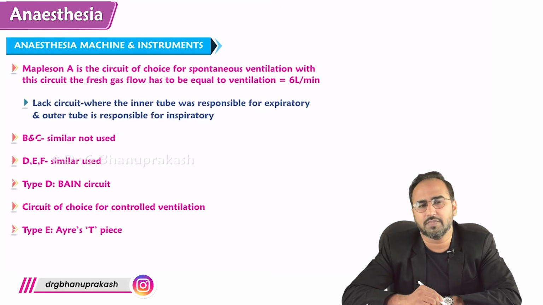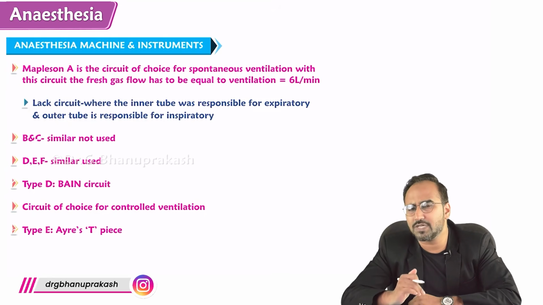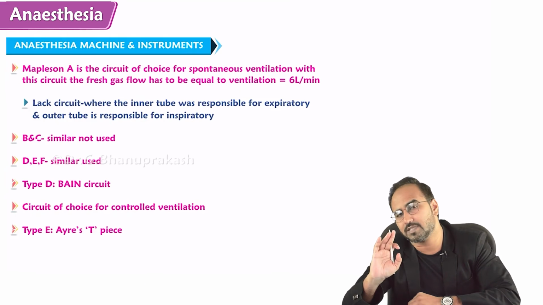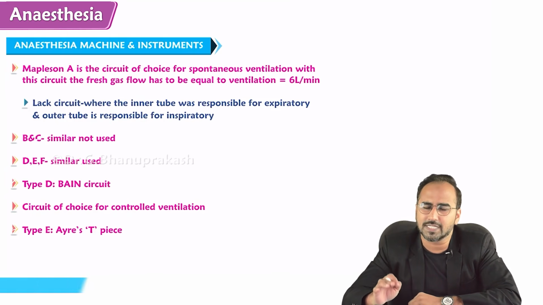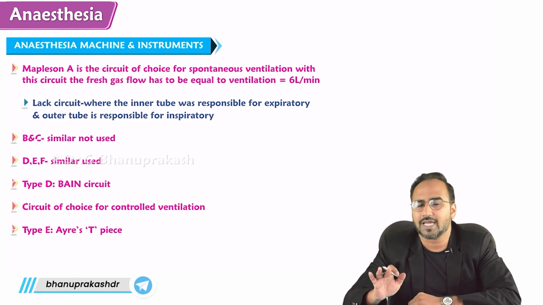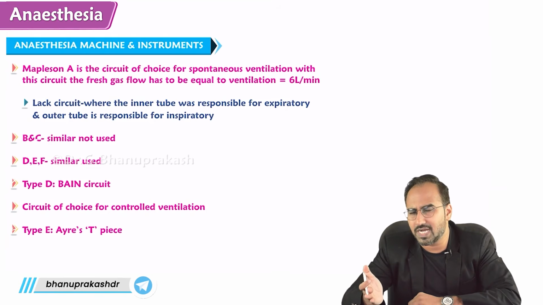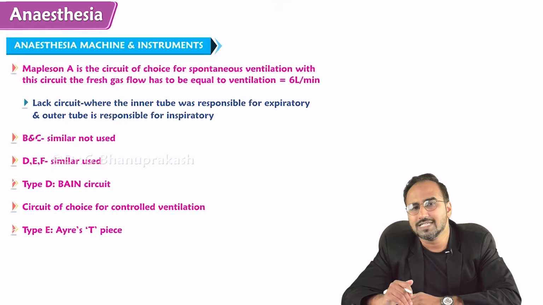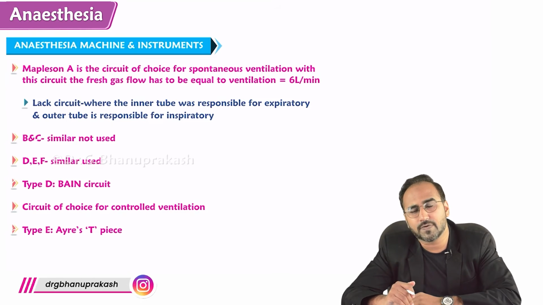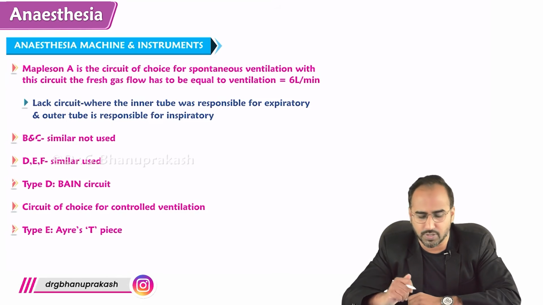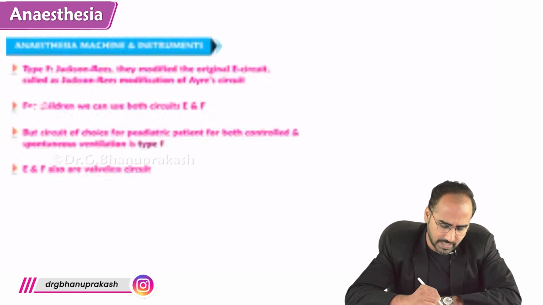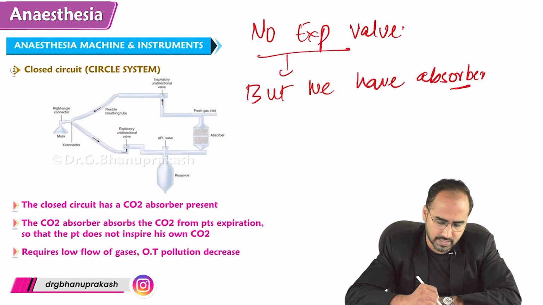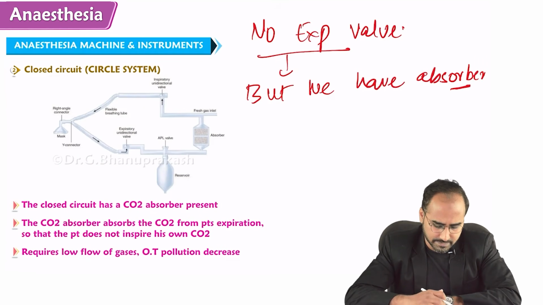Anyways guys, remember for the MCQs in the breathing circuit: type A Mapleson is a circuit of choice for spontaneous ventilation. Type D circuit is a circuit of choice for controlled ventilation. Type E was a trial circuit, not used except for weaning. And type F circuit is the modification of type E, called the Jackson-Rees modification, used for pediatric cases, whether for controlled or for spontaneous ventilation.